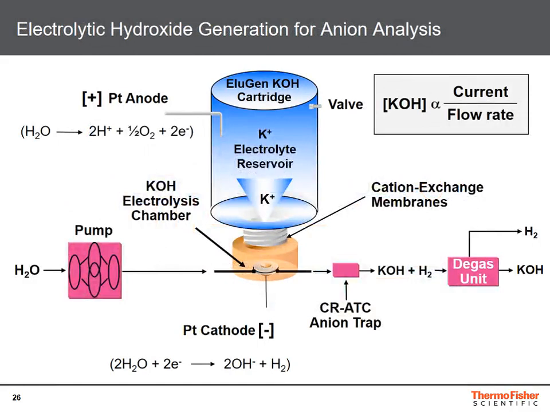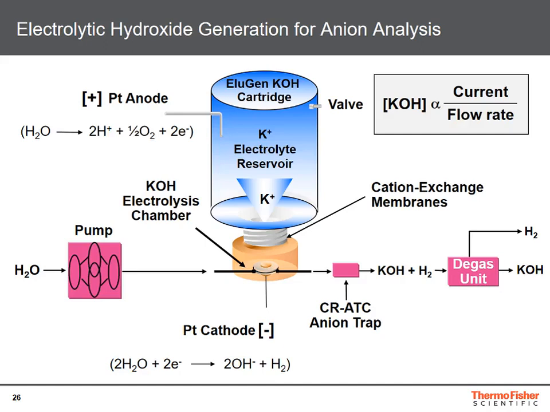The heart of an eluent generator is a so-called elugen cartridge. In this slide we see the schematic representation of the potassium hydroxide cartridge used for anion analysis. It consists of a reservoir in which we have a high concentration of a potassium electrolyte. This reservoir is connected via a stack of cation exchange membranes with a chamber in which the electrolysis takes place. This electrolysis chamber also houses one of the two electrodes, here in this case a cathode, while the other electrode is placed inside the electrolyte reservoir.